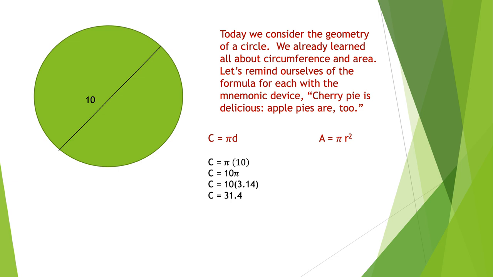Okay, so area is pi times the radius squared, and this is the first moment that we have to have a little bit of caution. 10 is the diameter, but the formula asks for the radius, and the radius is always from the center to the edge. That's half of the diameter. So the radius is 5. So that's pi times 5 squared. And again, if they asked for the answer in terms of pi, remember 5 squared is not 10. 5 squared is 5 times 5, not 5 times 2. So it's 25 pi. And then if they want to convert it to a decimal, again, I plug in 3.14 and I get 78.5 as my value.